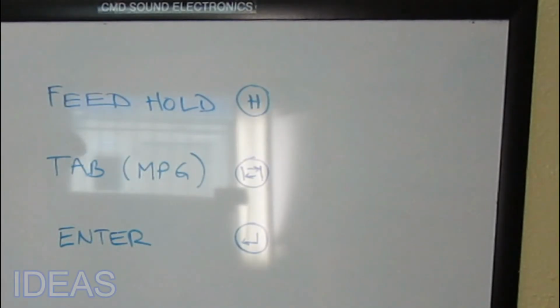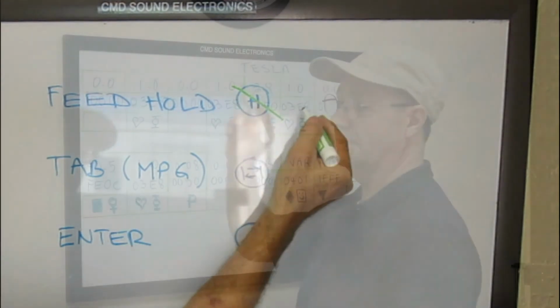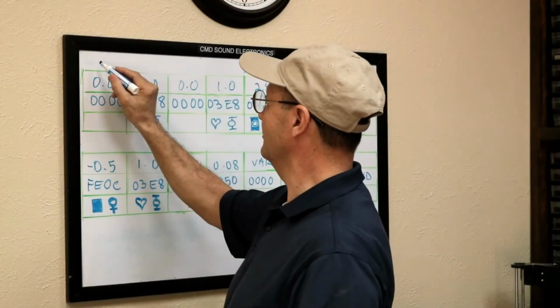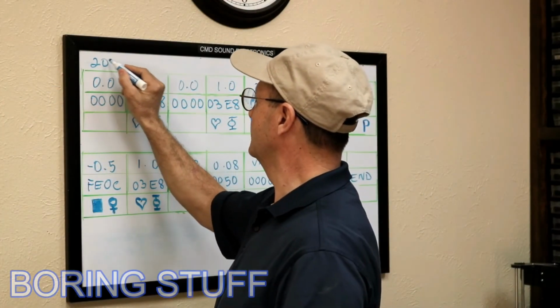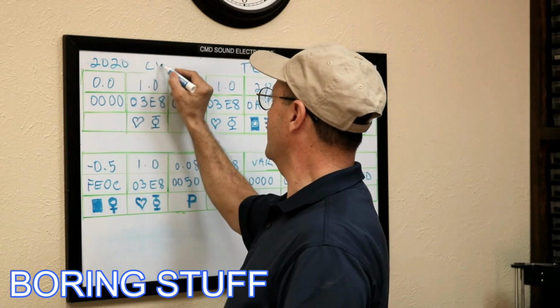I decided to make a couple of changes on the layout on the keyboard. For the feed hold, instead of using the edge, I'm gonna use the space bar. And a car model. It's gonna be 2020 Cybertruck.